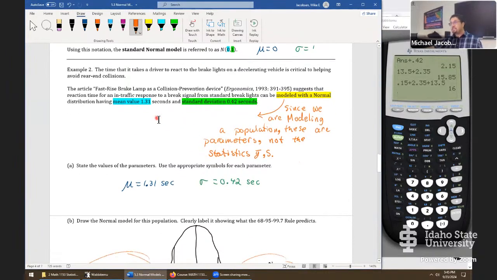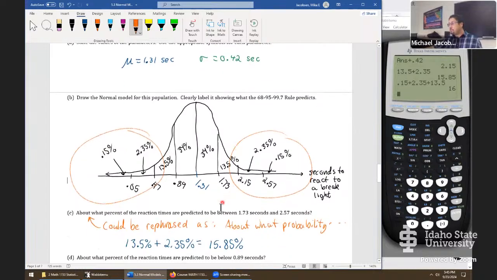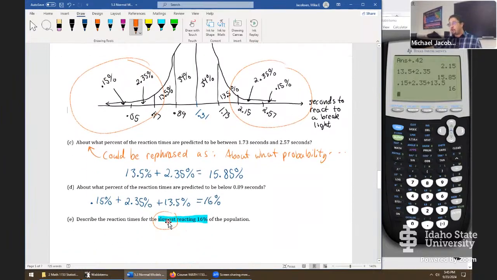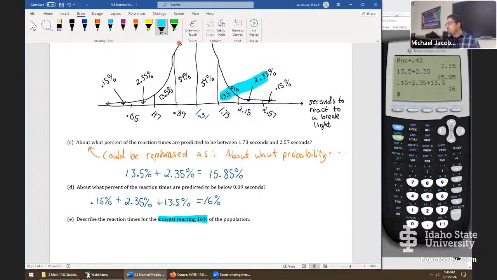So because these are reaction times, we'll consider slow reaction times to be on the upper end, more time. So we're on that end of the diagram, the far right. When it says slow is 16%, well, we would take this percentage, and that percentage. We know those add up to 16% exactly. We did it here on the left tail. But then that means we're using that number, 1.73.